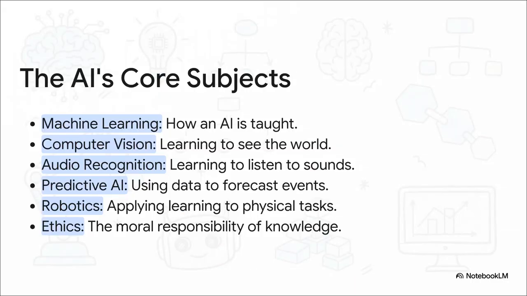So here it is, our AI's final report card. It totally aced machine learning, mastering all the different ways to study. It passed computer vision and audio recognition with flying colors, giving it senses to perceive the world. It excelled at predictive AI and robotics, learning to apply its knowledge in practical ways. But maybe most importantly, it grappled with ethics, the one subject that truly defines its relationship with all of us.